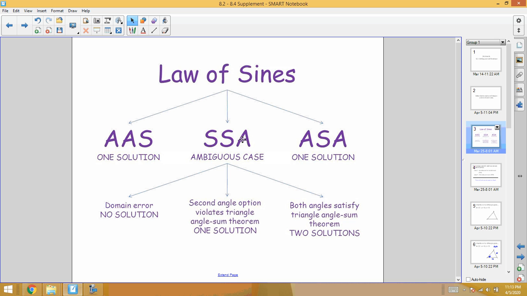If it's an SSA problem, that's our ambiguous case. That's the one that you need to be careful. It could be no triangles, one triangle, or two triangles. And I'm going to run you through just a couple examples here in a minute that maybe help remind you how to determine which of those it's going to be. So this is the case, the SSA case, that you really want to be on the lookout for when you do number 1.